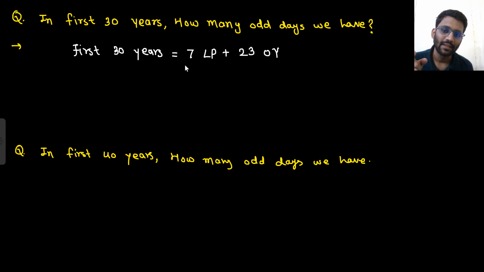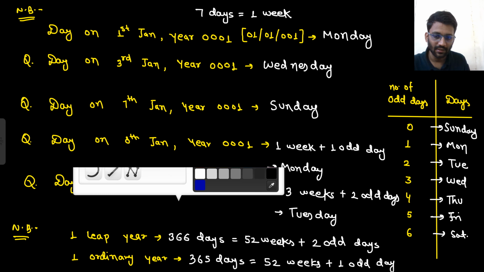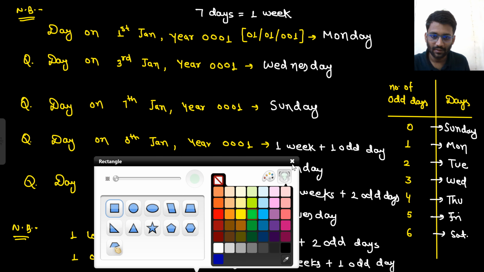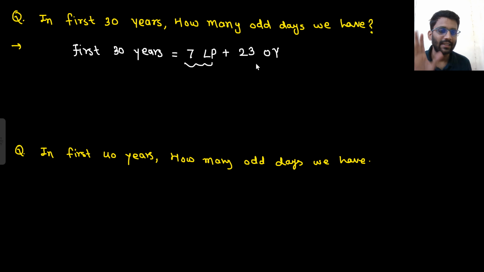In each leap year, we have 2 odd days. And in each ordinary year, we have 1 odd day. Whatever the weeks are, we do not care about the number of weeks. Weeks will be 52 into 7, but we don't care about the weeks. We only care about the odd days.